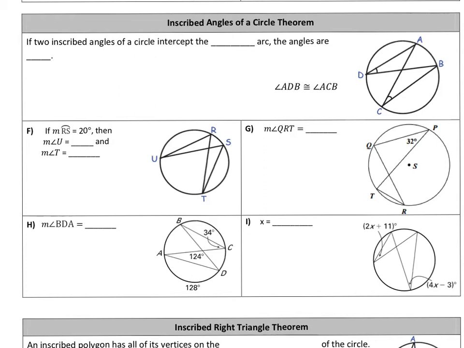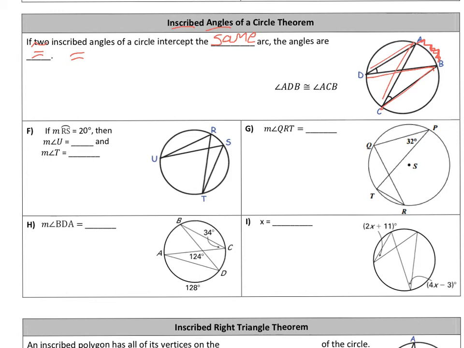So for the next theorem in this section, I'm talking about inscribed angles still, but I'm talking about multiple in this case. So we have angle ADB and angle ACB in my circle. So if 2 inscribed angles of a circle intercept the same arc, so the arc in this case would be AB, both of them intercept arc AB, then the angles are, we could say, congruent, or I could say that their measurements are equal. Right.